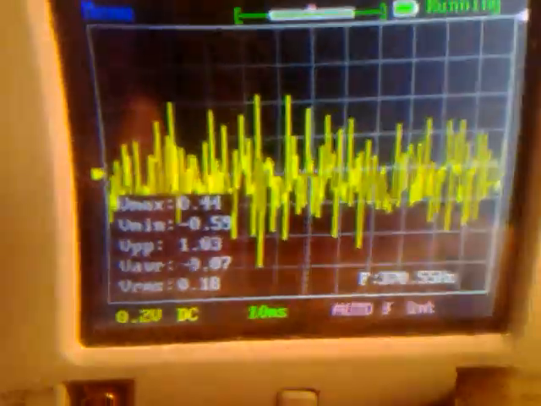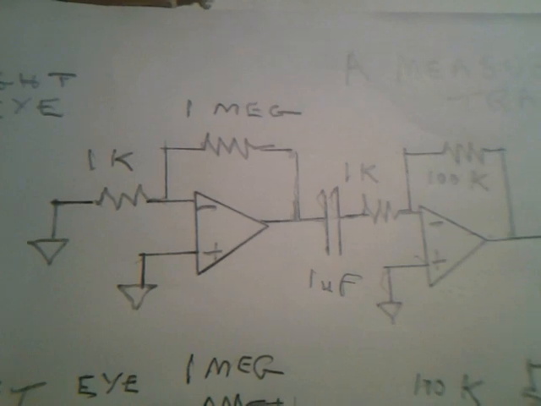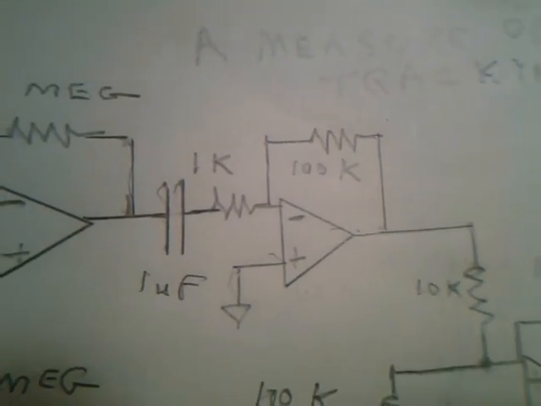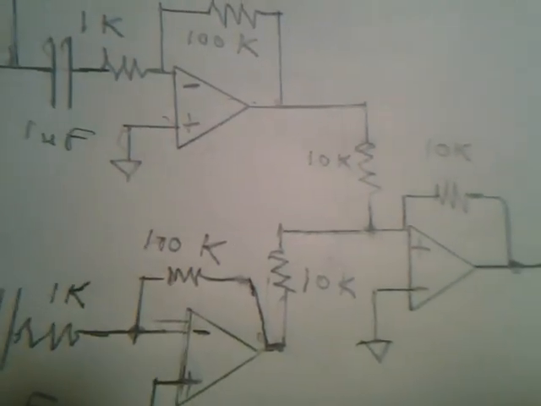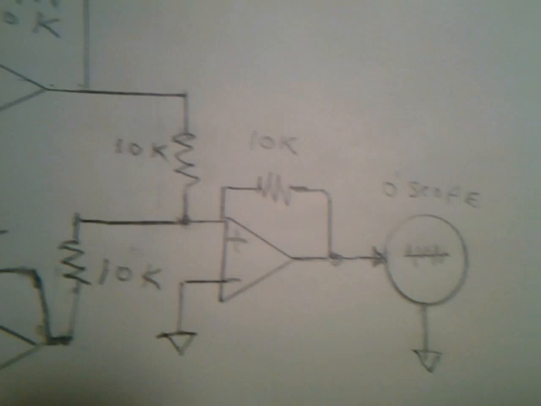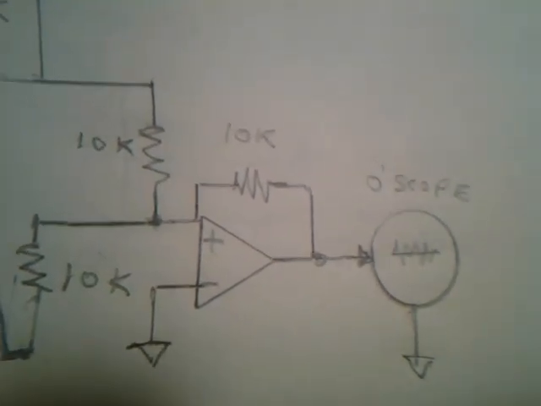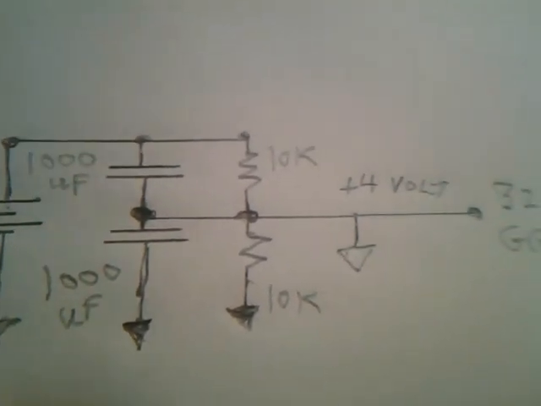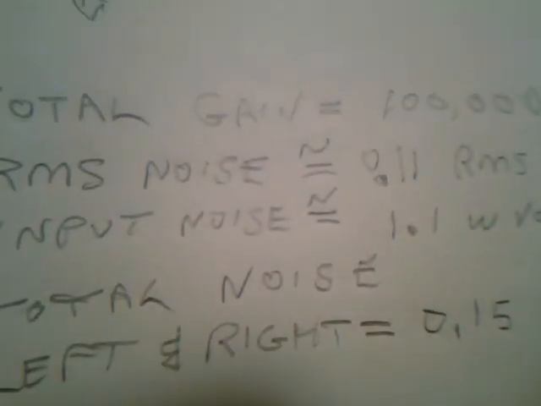Now I'll show you the basic circuit. Two separate circuits, a 1K and 1 meg for the big gain, and then a gain of 1K and 100K. These separate sources are identical. They're added through two 10K resistors, and you see the output on the oscilloscope. The power supply is very simple, 9 volts with division of two 10K resistors. There's the RMS of 0.11.